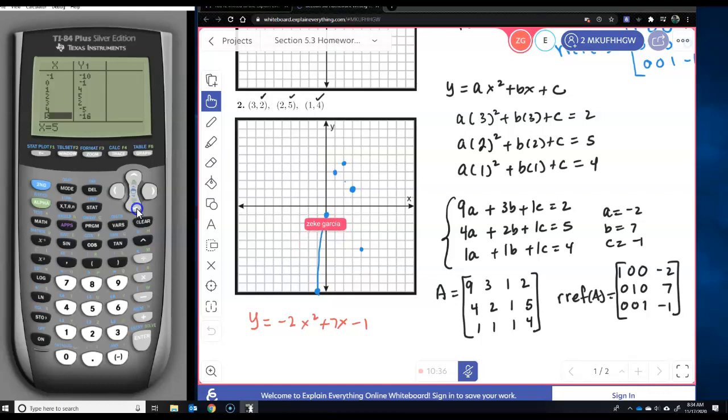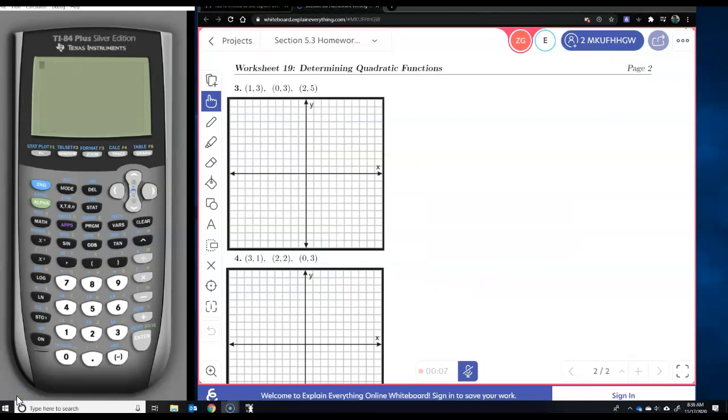So we're going to go to graph. And there's our parabola. And what you're going to do is, once again, we're still writing an equation in standard form. And once again, we need to find A, B, and C.